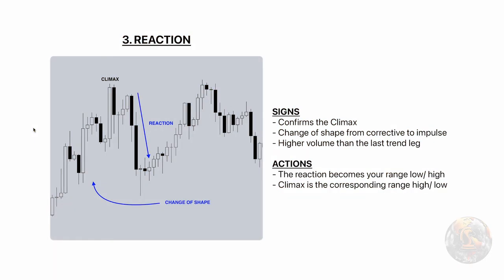Alright, let's move on to 3, reaction. So the reaction, the signs of it, it confirms the climax. And so for that to happen, the shape of the price action should change from corrective to impulse, or you should see higher volume than the last trend leg. So let's talk about those. The reaction comes directly after the climax. So you have your climax, then you drop into your reaction on a distribution, or you pump into your reaction on an accumulation, right?